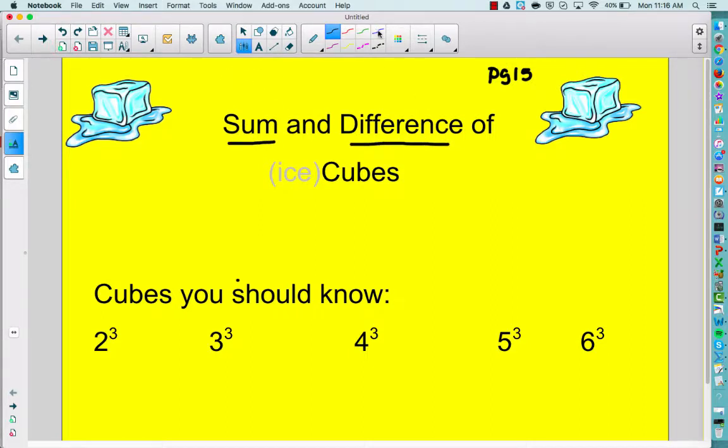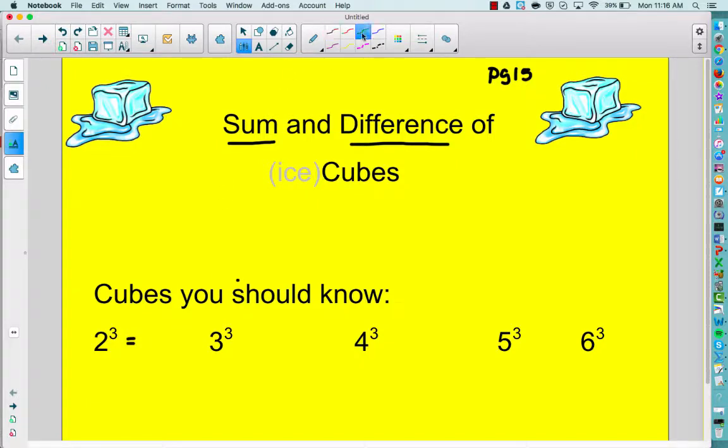Or, me being cute, my ice cubes. So, the sum and difference of cubes. Now, I am going to show you where this comes from in class, but for now I'm just going to show you the pattern and how it works. In order to review the sum and difference of cubes, I really like to review the cubes that we are going to need to know for this section.